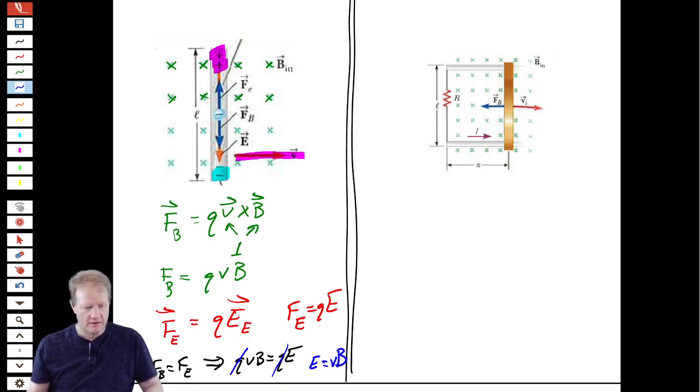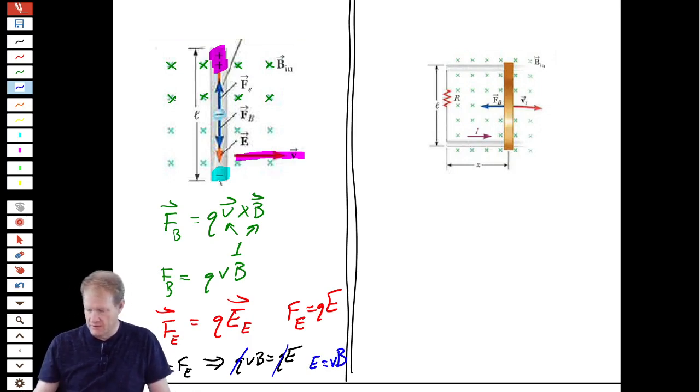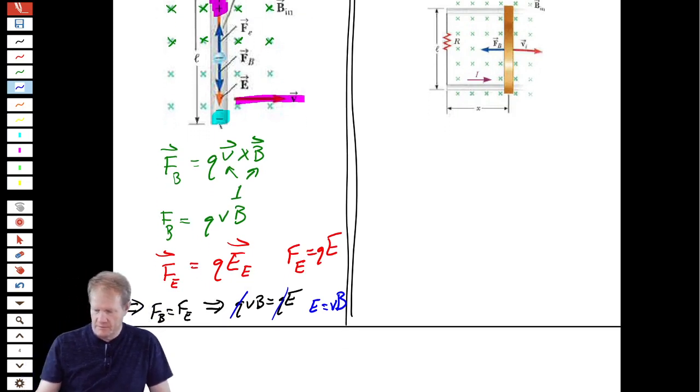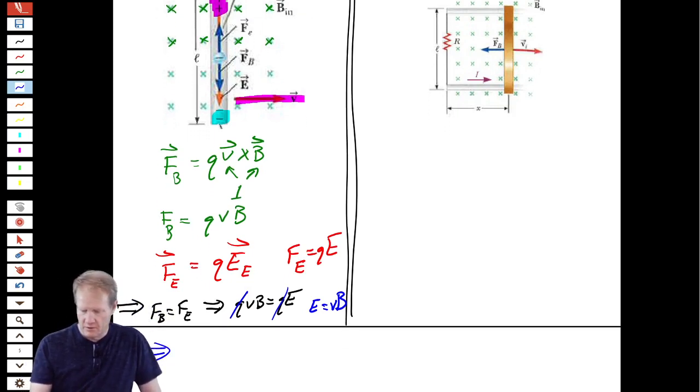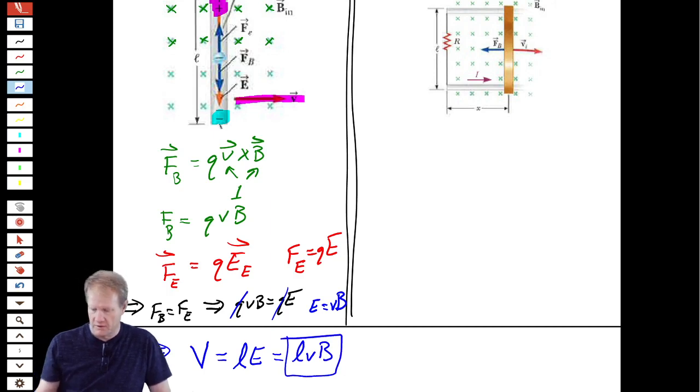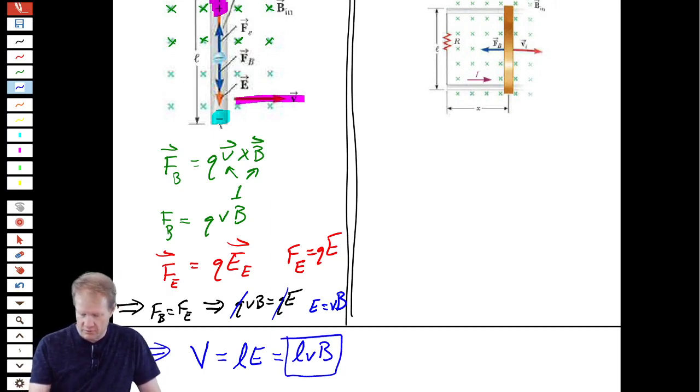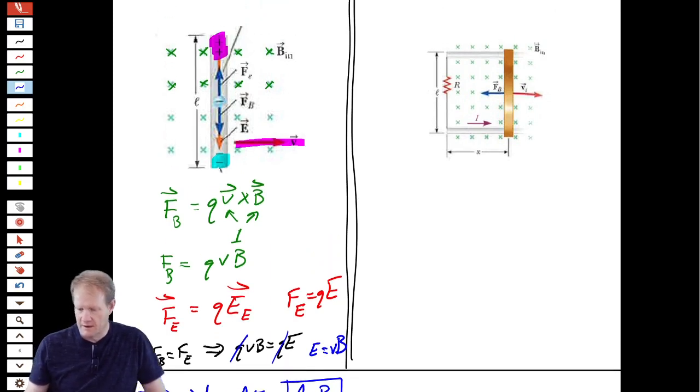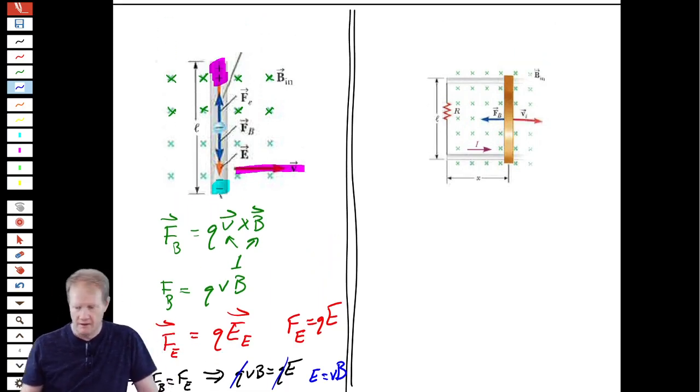Now, there's going to be a voltage there as a result. So our voltage, that's going to be the length of our bar times the electric field, and so length times v times B. All right, there is the voltage that we'd get between the ends. Good. Now let's redo this problem using Faraday's law.